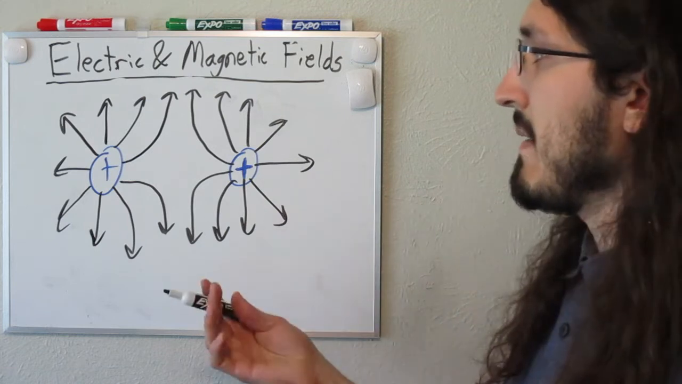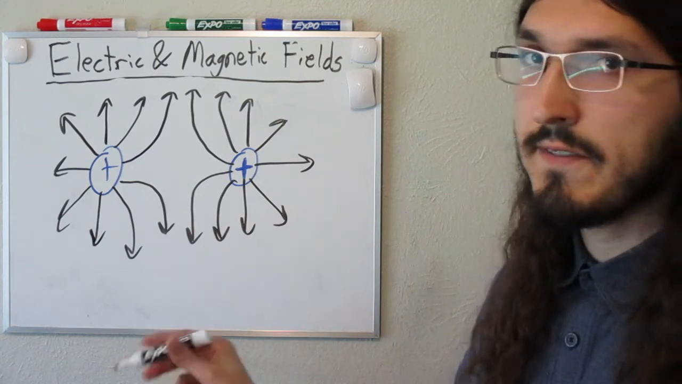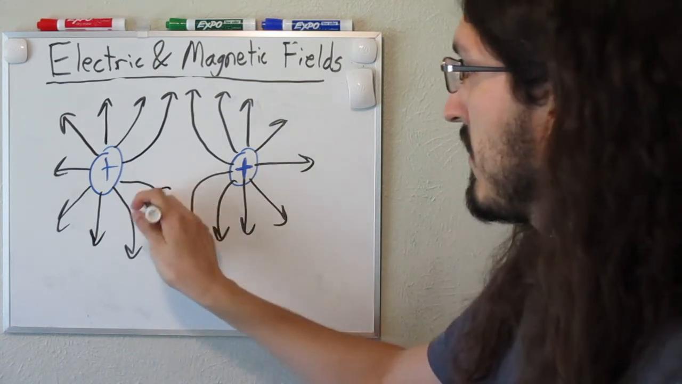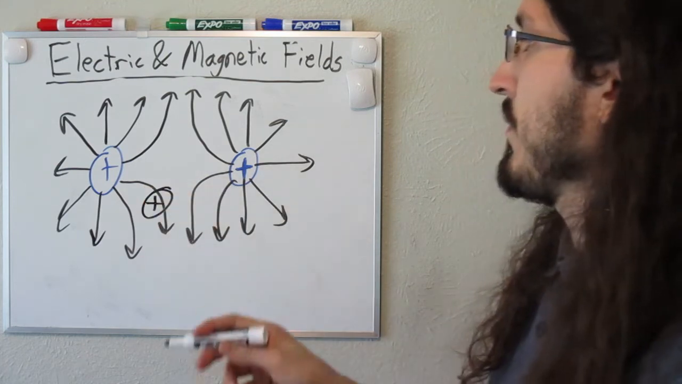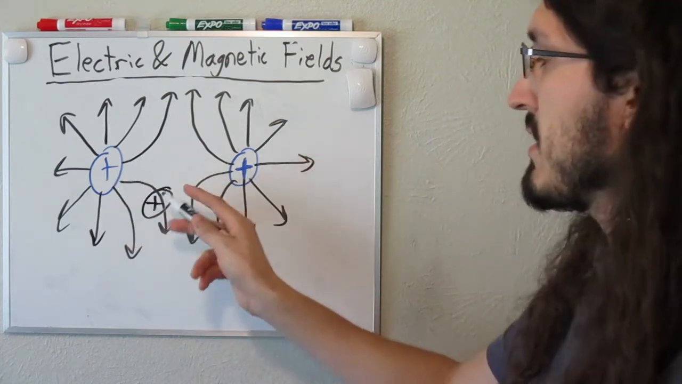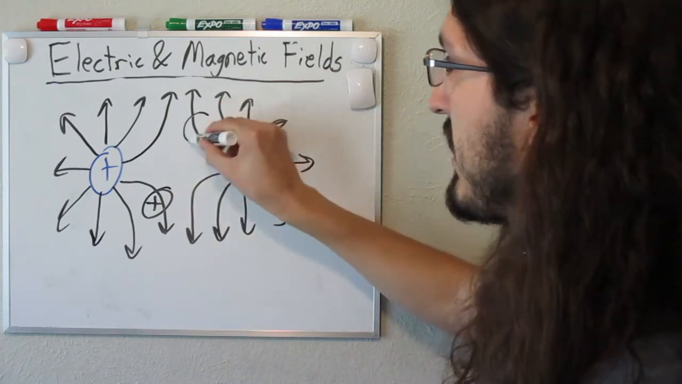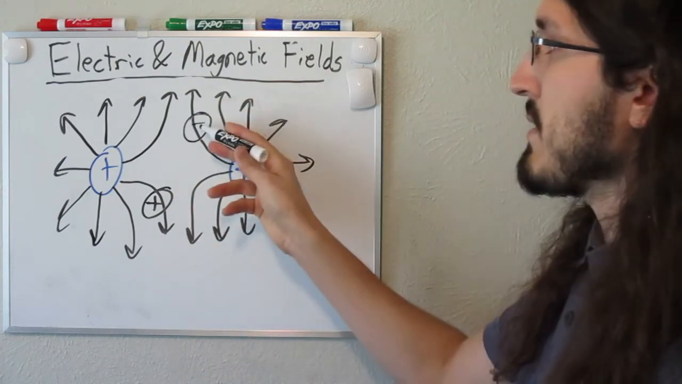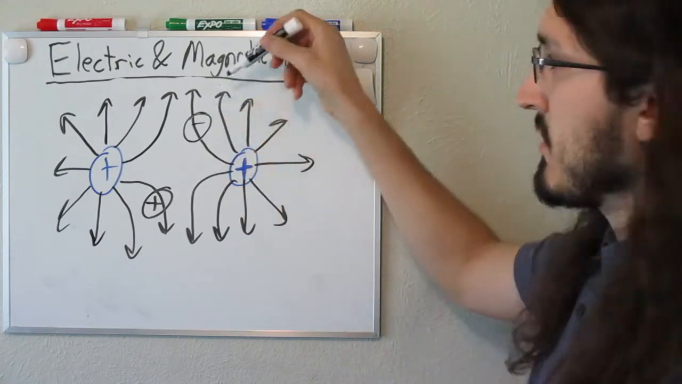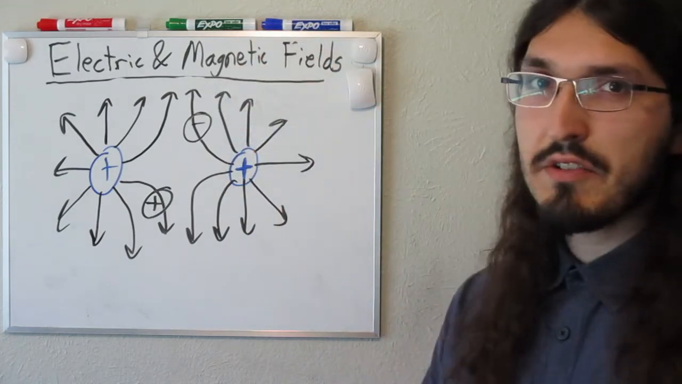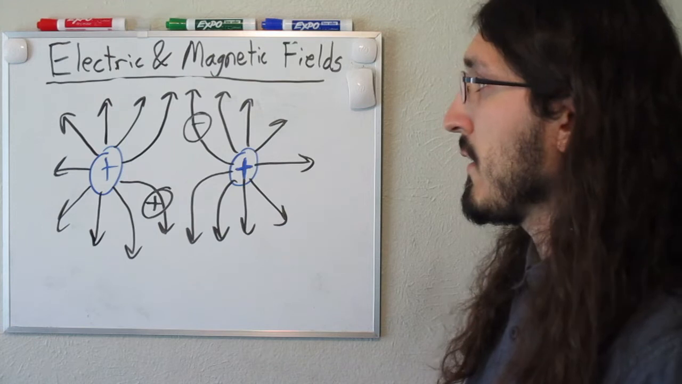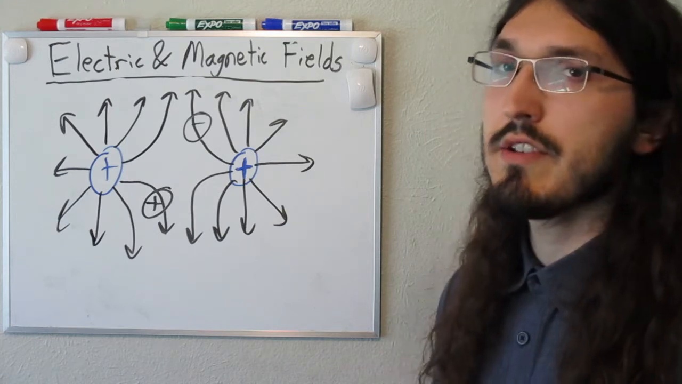So if I place another positive charge somewhere in this electric field, let's say right here, it will be repelled from both of these charges and it will get pushed away from them. So in this case, downward. If I put a negative charge right here, it's going to go the opposite direction of that field line. So it's going to go towards this one. So that's the general gist of how electric fields work for single charges and pairs of charges.